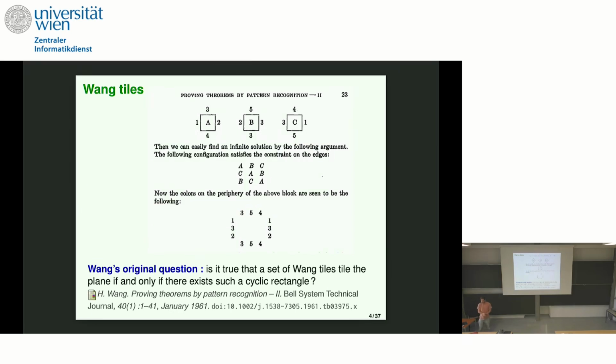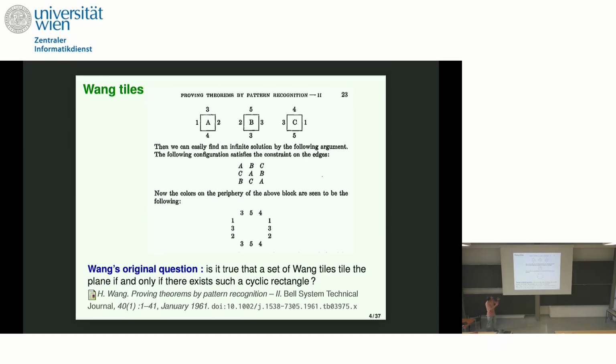So it all started with a paper by Wang in 1961. He presented 3 shapes that are now called Wang tiles. A Wang tile is a square with labeled edges, and you want to tile the plane in such a way that if you put 2 squares side by side, they share the same label on the same edge. So here he gives an example of 3 squares, A, B, C, with their labels.